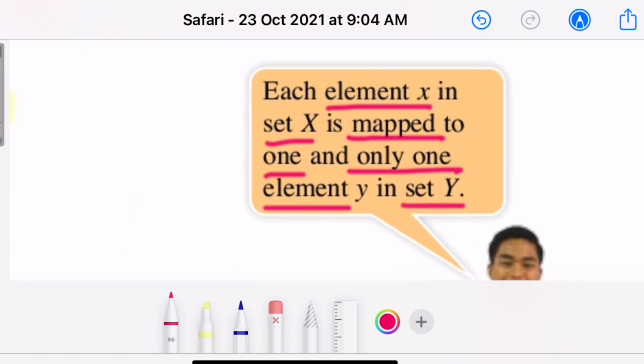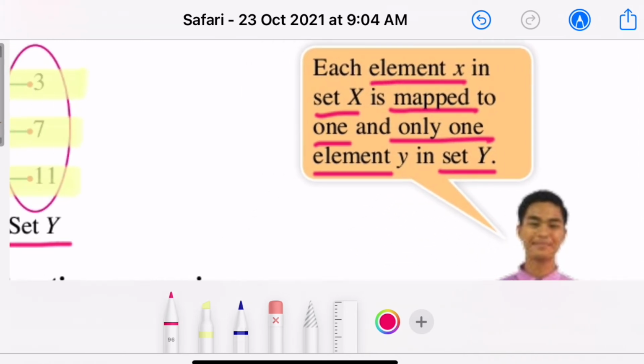That's all my sharing on how to define function.